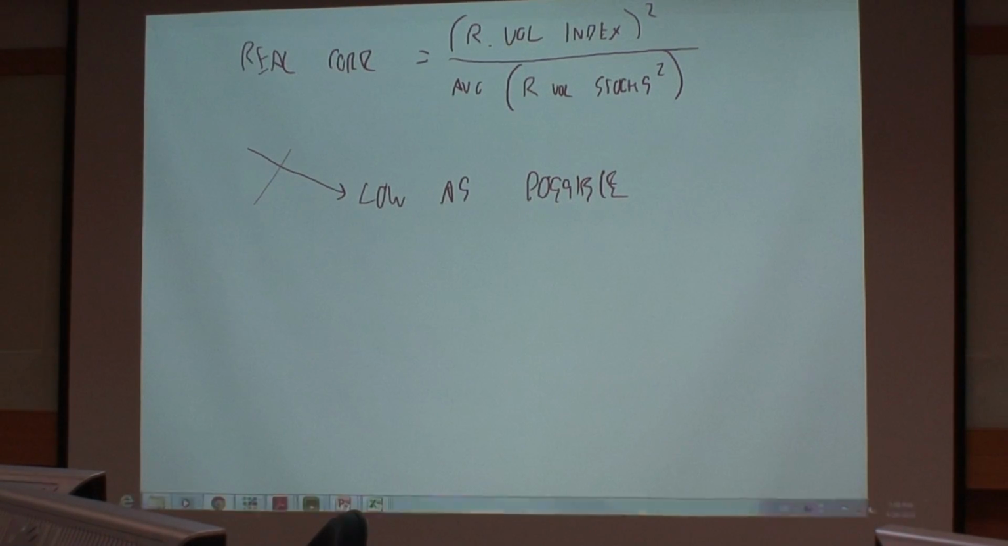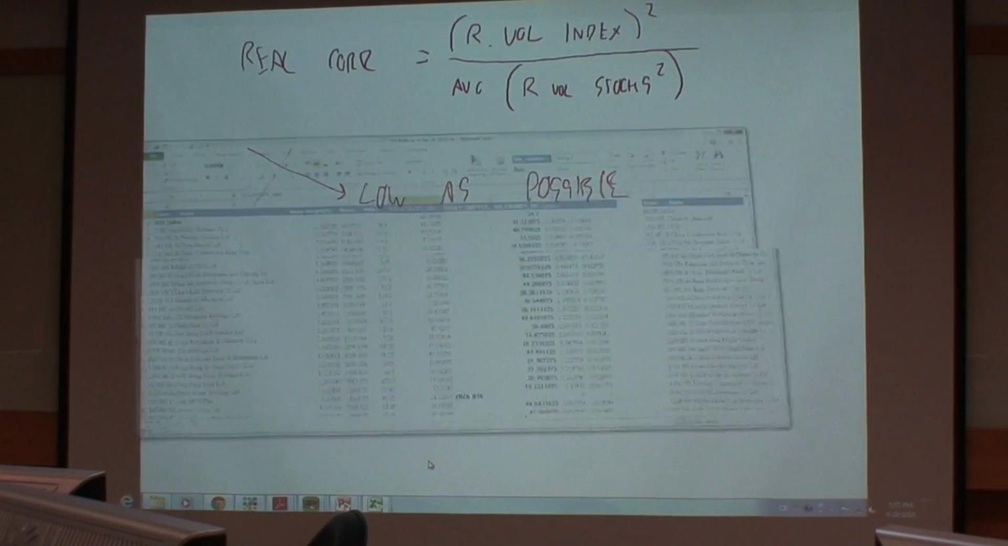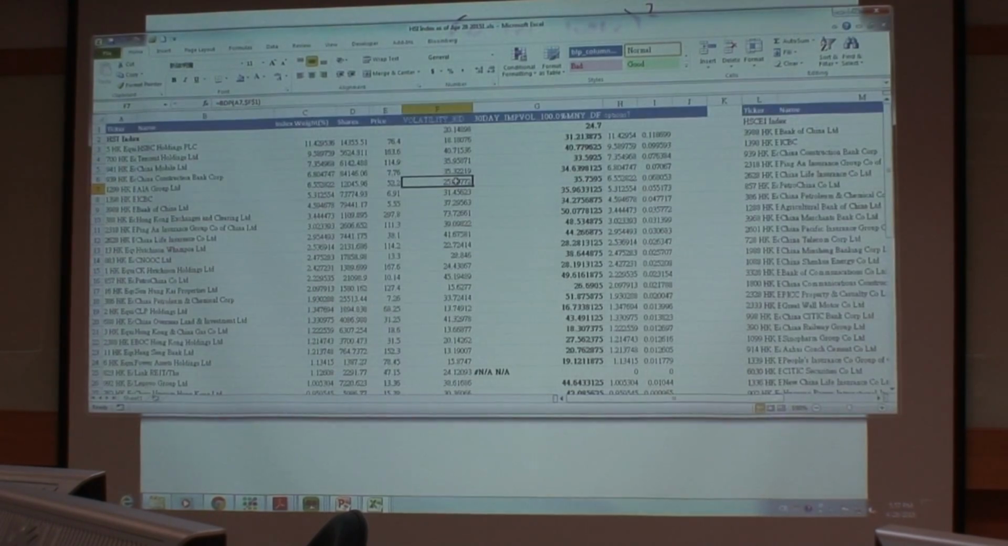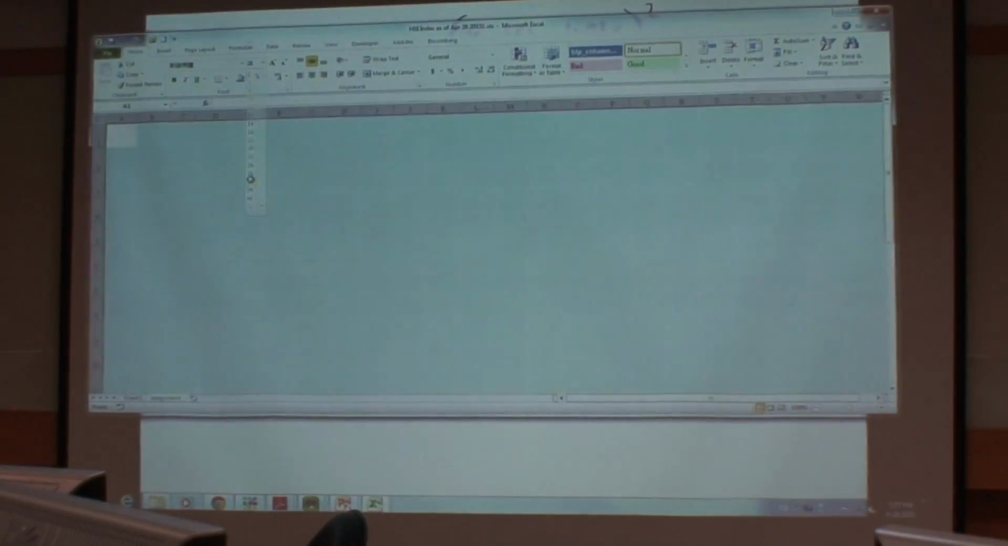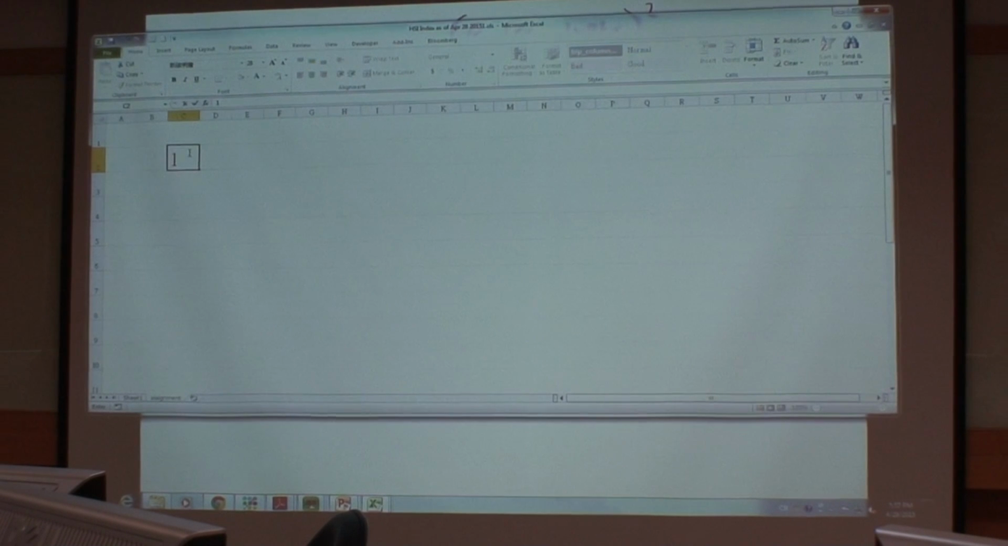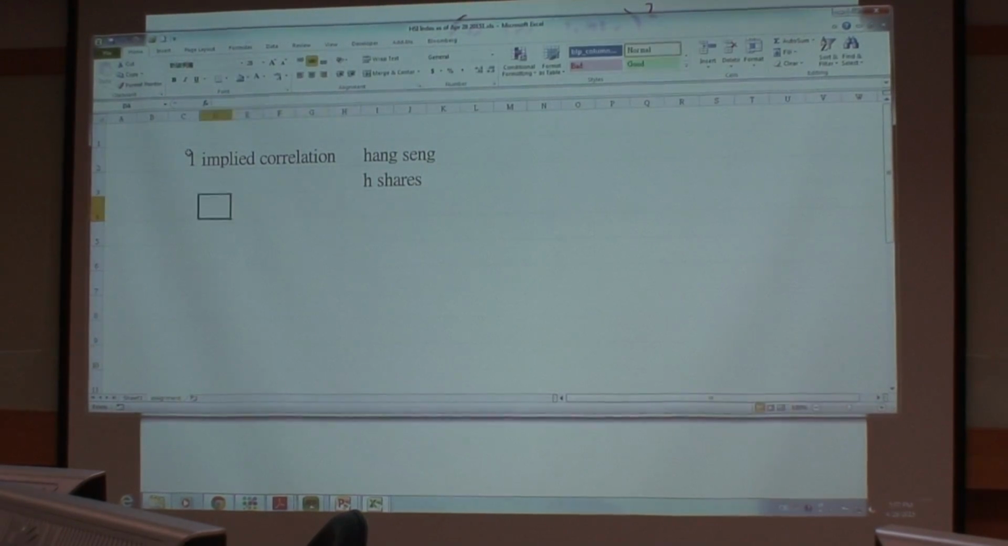And that concludes what we want to do for the assignment. I want you to make a couple of calculations or analysis for me. First, I want you to calculate implied correlation for the Hang Seng and for the H shares. So how do we go about that? That means 1A, I want you to do upweighting.